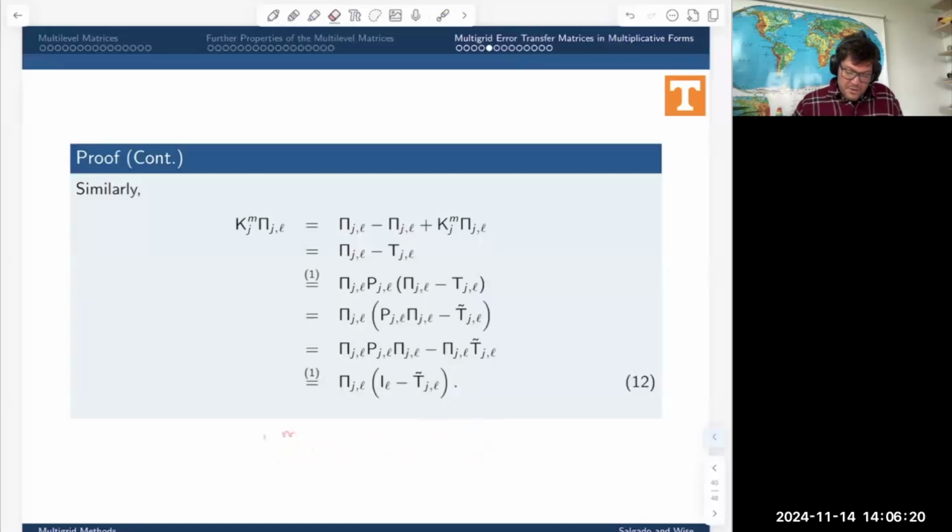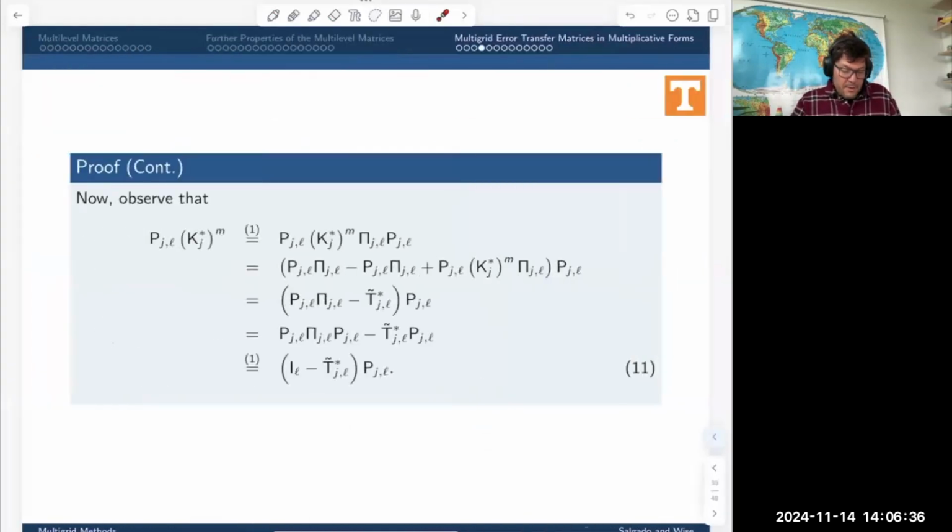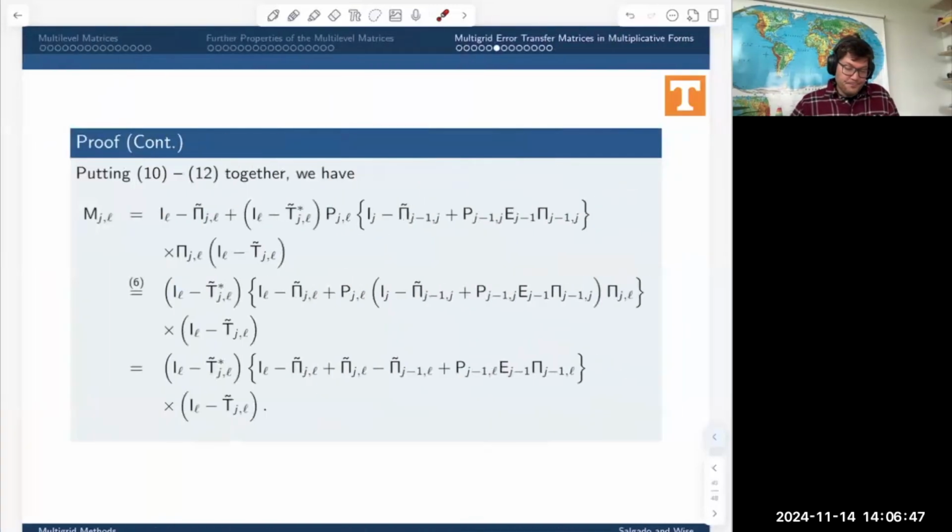And now look at the structure of 11 and 12. Whenever I change the order for this guy, I wanted to have this guy appear first, then what I get is IL minus TJL tilde. Similarly, whenever I wanted this guy to appear over here, what I got was IL minus TJL star tilde. Okay, so notice that kind of symmetry emerging.